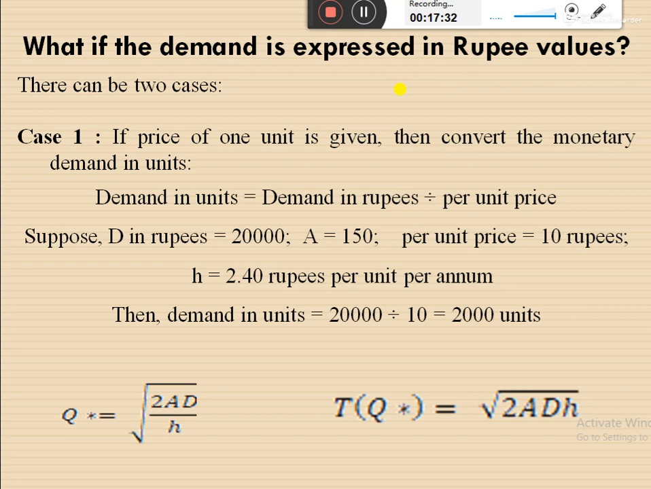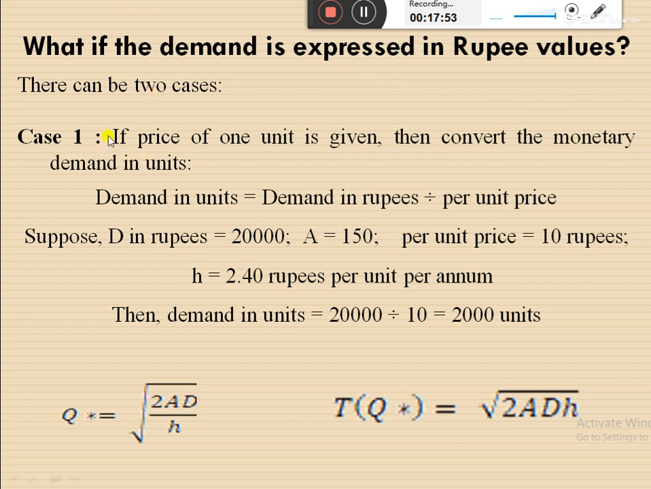The special case is: what would be the impact on the procedure of calculating economic order quantity and total inventory cost if the demand is expressed in terms of rupees or in monetary terms? There can be two possible cases.